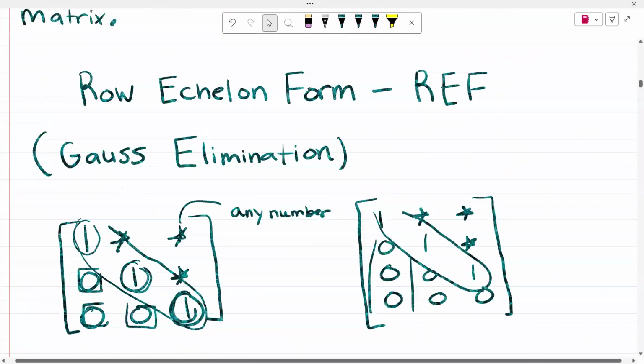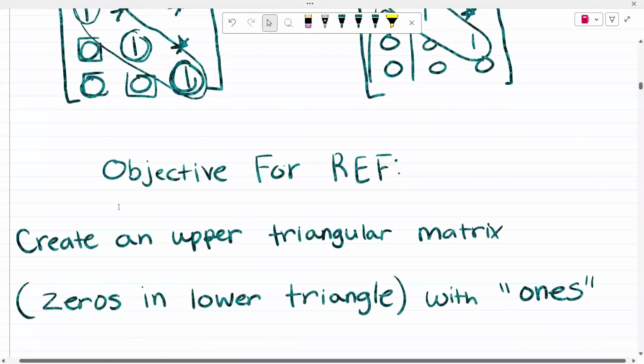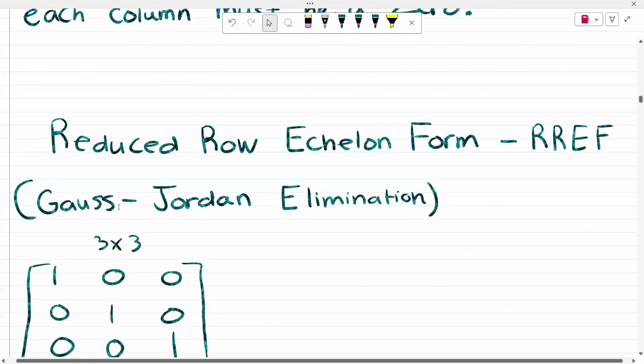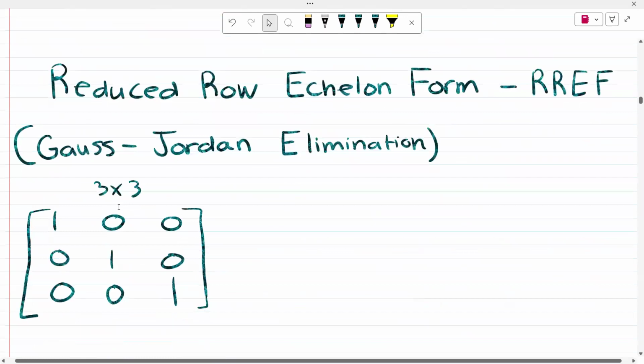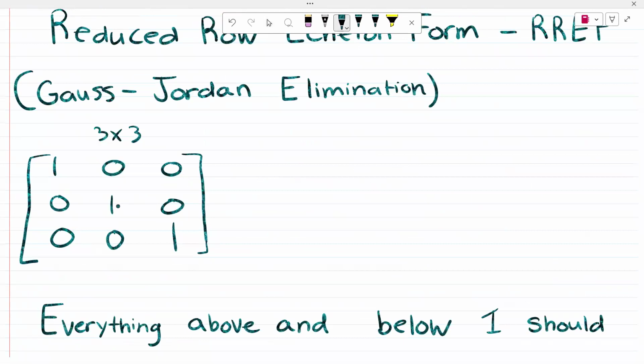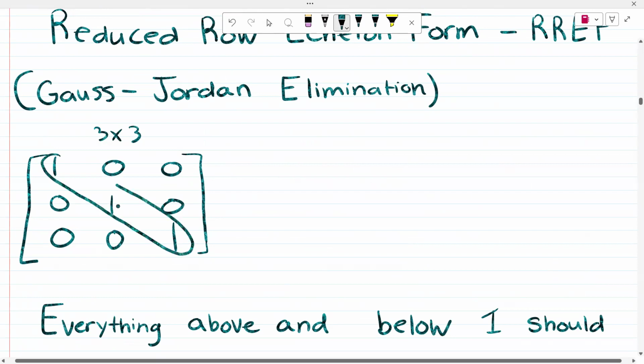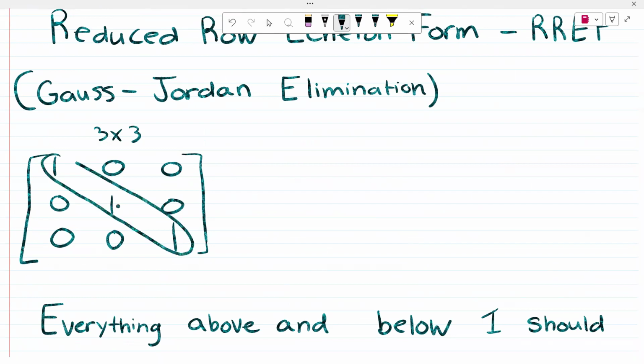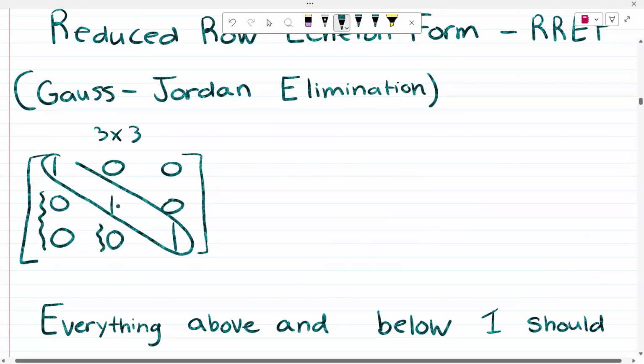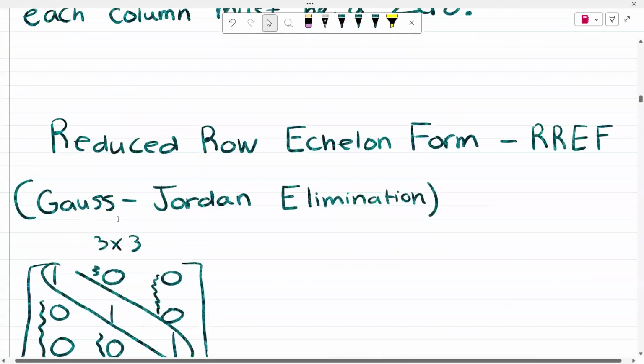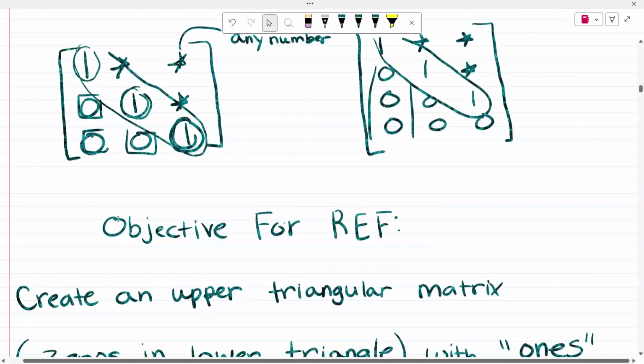form. I forget, row echelon form, because this time everything above the ones and below the ones has to be 0. So you look at this matrix, this is 3 by 3. So you make these diagonals into ones, and then everything below the ones and above the ones should be zeros. This is all zeros. This is a 0, and then above the 1 also should be 0, and then this should be zeros. So that's the only real difference between reduced row echelon form and row echelon form.